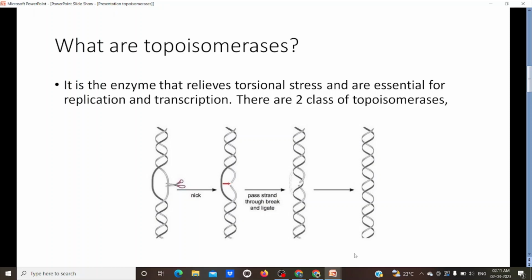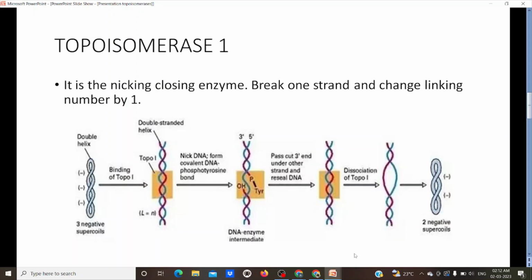So what are DNA topoisomerases? Topoisomerases are a class of enzymes that alter the supercoiling of double-stranded DNA. That is, they act by cutting one or both strands of DNA. This break allows the DNA to untangle or unbind. There are two classes of topoisomerase, topoisomerase type 1 and type 2. First, we will discuss topoisomerase type 1.